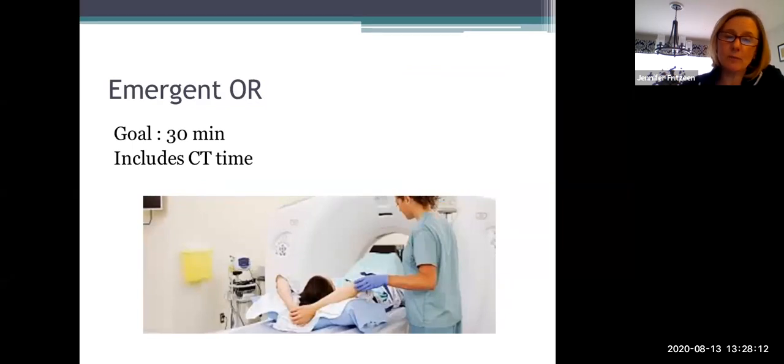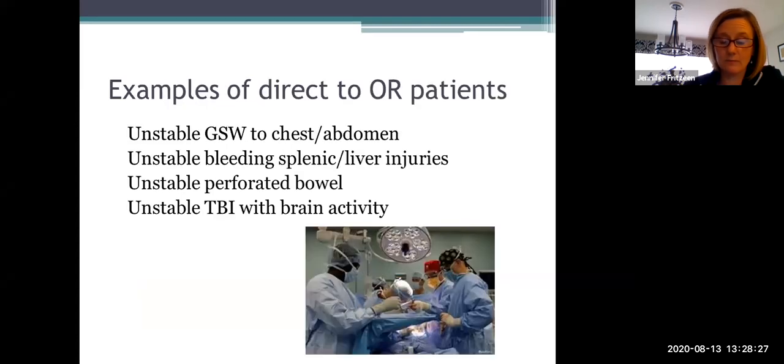Now, some of the treatment for hemorrhagic shock is that these kids need to go to the OR and they need to go now. If we have a case of emergency OR, our goal is to get to the OR within 30 minutes, and that does include CT time.